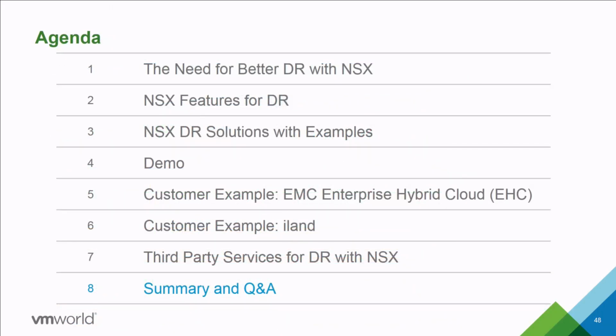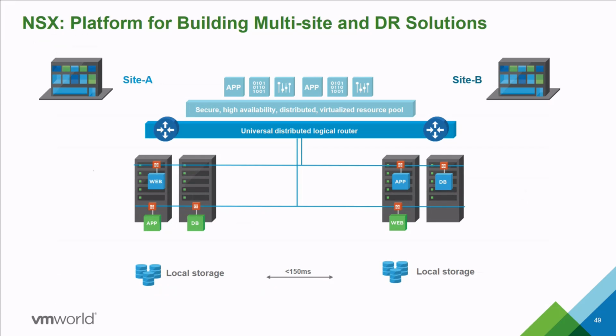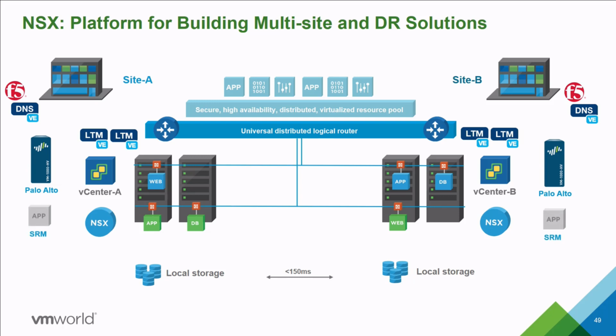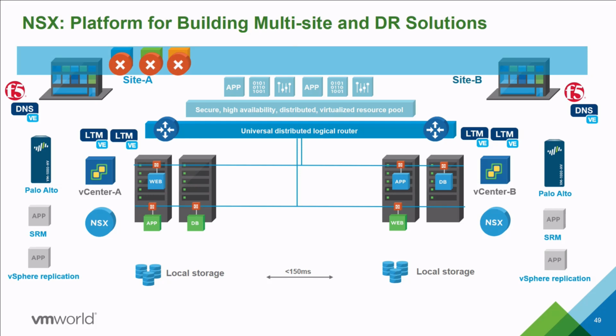And in summary, one thing to take away from this session is you should look at NSX as a platform for building multi-site and disaster recovery solutions. You have your vCenters, your NSX managers at both sites, and this gives you that foundation with already inherent capabilities, right? But on top of this, you can start adding even more advanced solutions. You can deploy Palo Alto Networks for application level security. You can deploy F5 DNS if you want to leverage GSLB functionality where you're monitoring these application pools. You can deploy SRM for your disaster recovery plans. You can deploy vSphere Replication to replicate workloads. And you can build out these entire solutions.